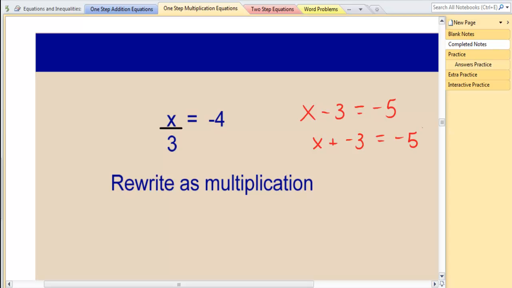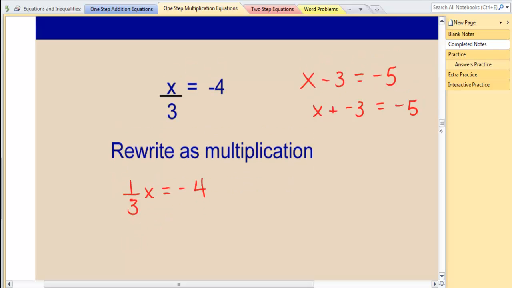So we just practiced rewriting division as multiplication. So what would you rewrite x divided by 3 as? 1/3 times x, right? So now this is a multiplication equation instead of a division equation. So again, we will not be writing division, we will be writing multiplication.